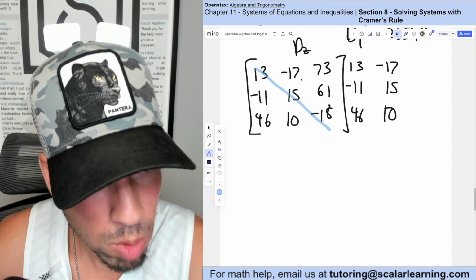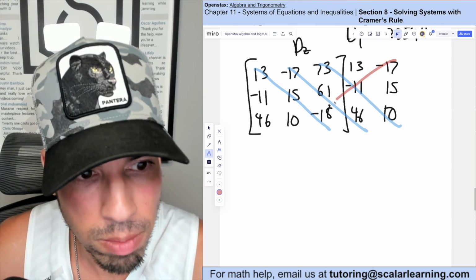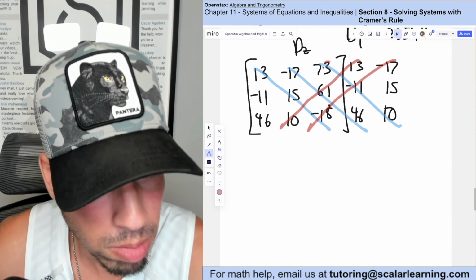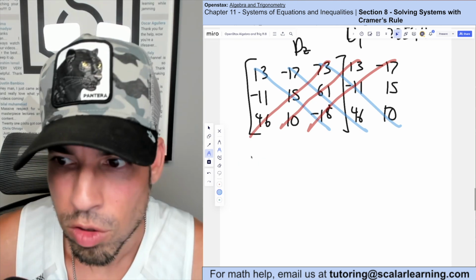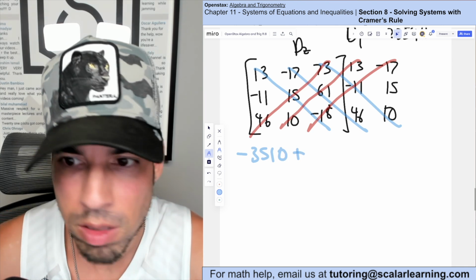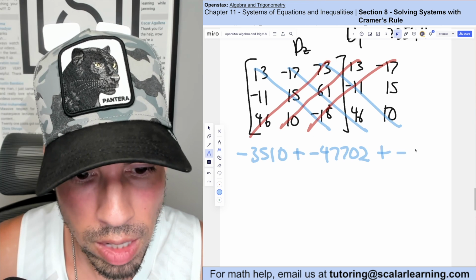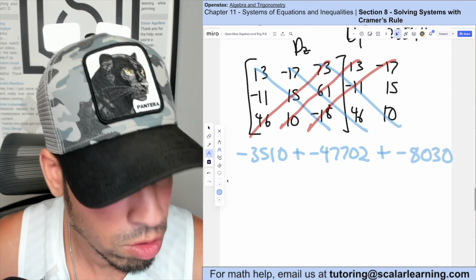And now we're going to multiply, multiply, multiply. We're going to add all those together in blue, and then multiply coming back the other way. Multiply and multiply. Let's write it out. So first we got negative 3510 using a calculator, plus negative 47702 plus negative 8030.